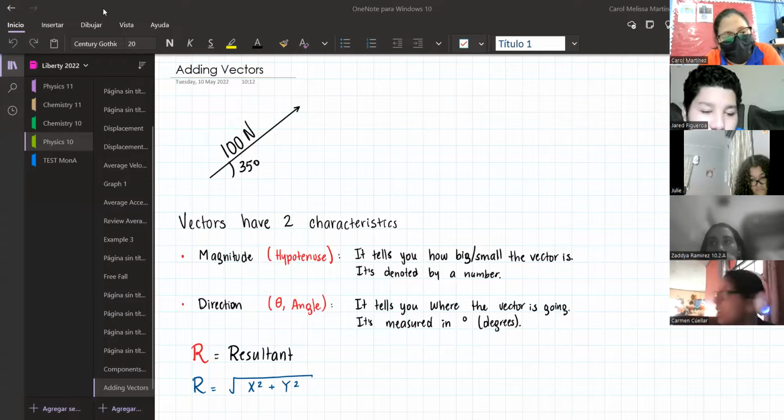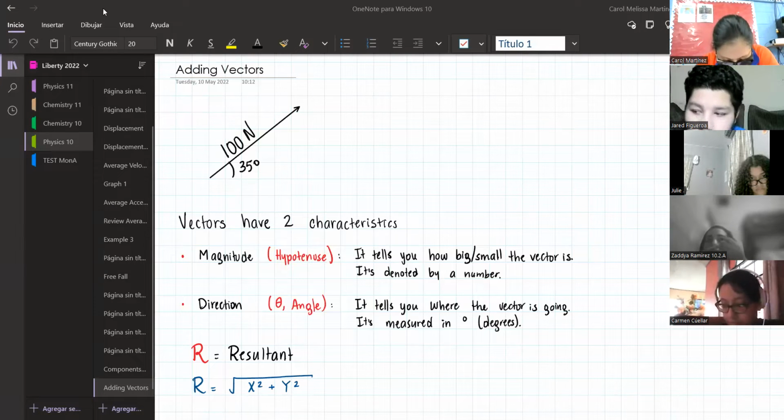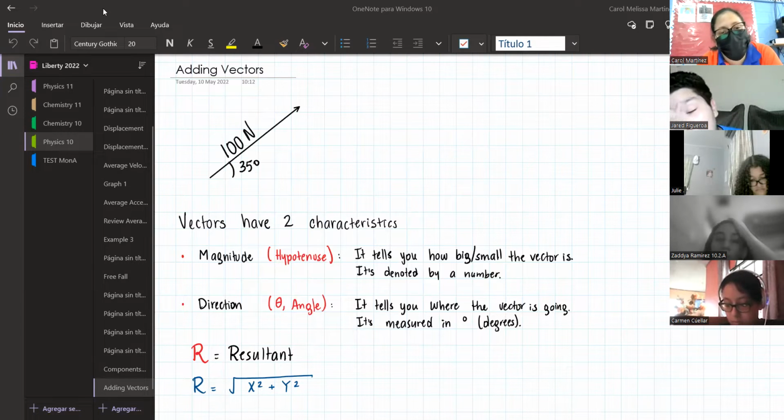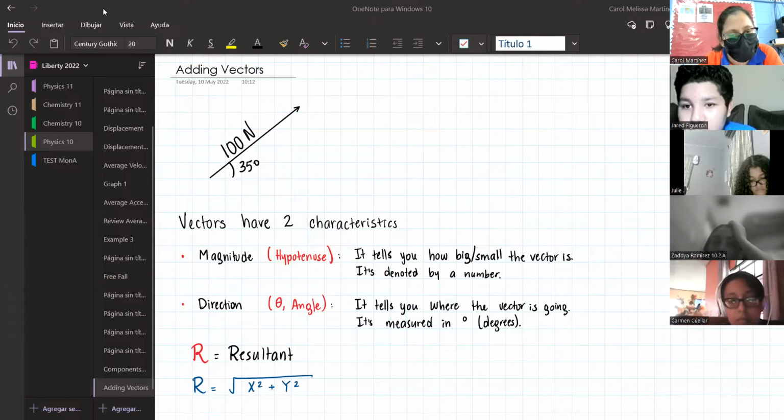Every time I give you a vector, I give you two different things. I give you the value of the vector, and I give you the angle of the vector. And those two make up what we know as the two characteristics of a vector. Vectors have two characteristics that are magnitude and direction.